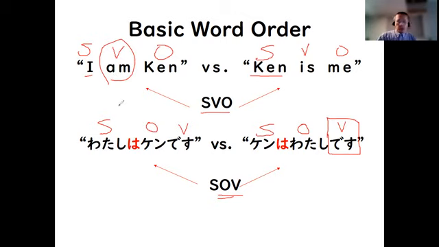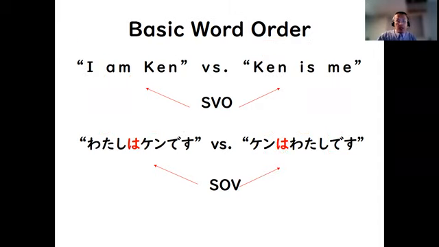Okay, so SOV. And since you see that I here is the subject, Ken here is the subject, that's why I use this subject particle, the so-called particle, to tell people who is the subject of the sentence. Okay, so that's Japanese, SOV.